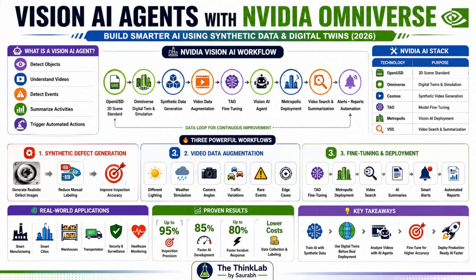Now we come to video data augmentation. The real world changes constantly. Morning becomes evening, sunny weather becomes rain, and fog appears, snow falls, traffic changes. Camera angles also change. People move in different ways. If an AI only sees sunny daytime images during training, it may fail during heavy rain.